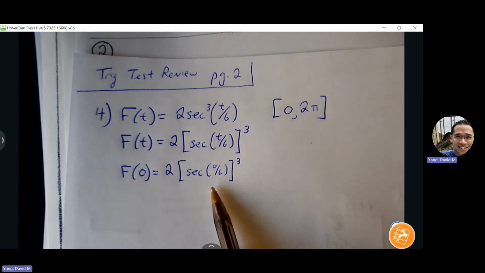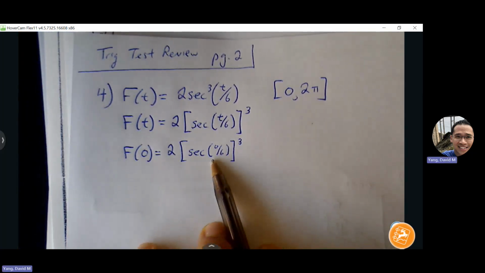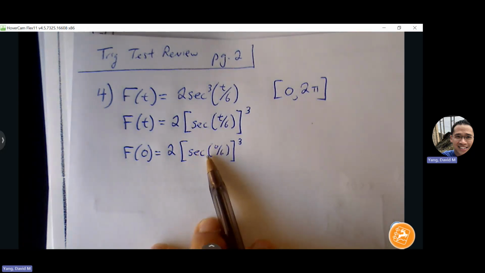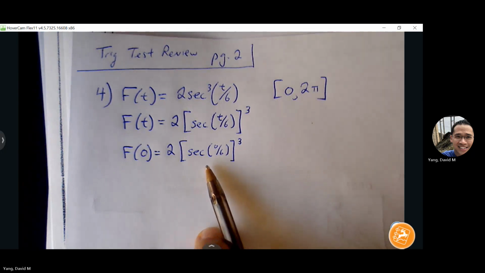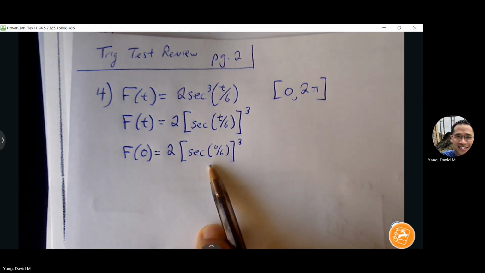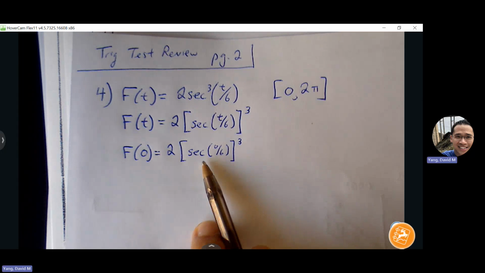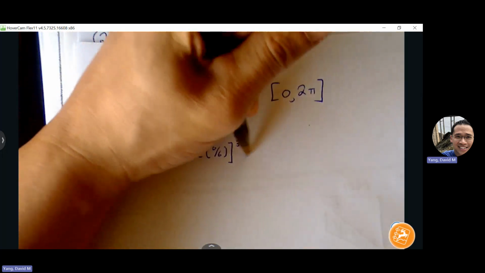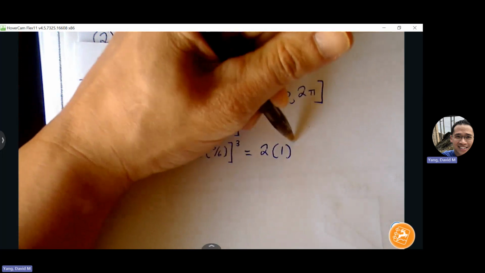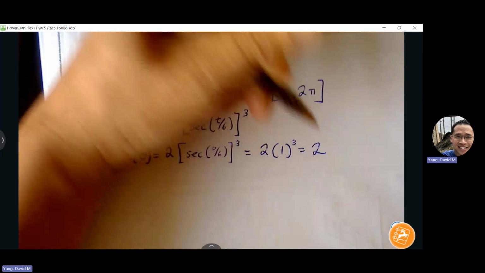All right, 0 over 6, same thing as 0, right? Secant of 0. Let's just think in terms of cosine first, right? What's cosine of 0? 1, right? So therefore, secant of 0 will also be 1, because cosine is 1, then secant will also be 1. So I can make this 2 times 1 cubed, which is 2.